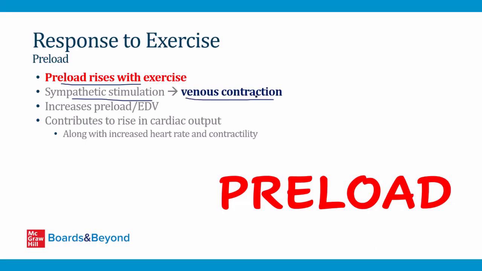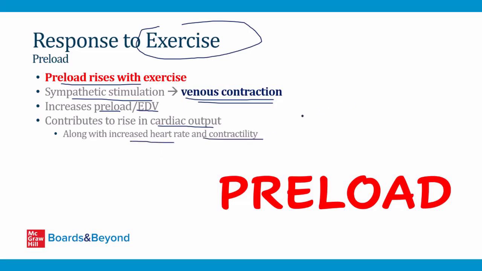Your veins are always holding lots of extra blood volume if you need it. And so when the sympathetic nervous system stimulates the veins to contract, they push blood out and send it to the left ventricle. So this increases the preload and raises the end diastolic volume of the left ventricle. And this is another thing that contributes to the rise in cardiac output with exercise, along with the higher heart rate and the contractility increases that we talked about before.